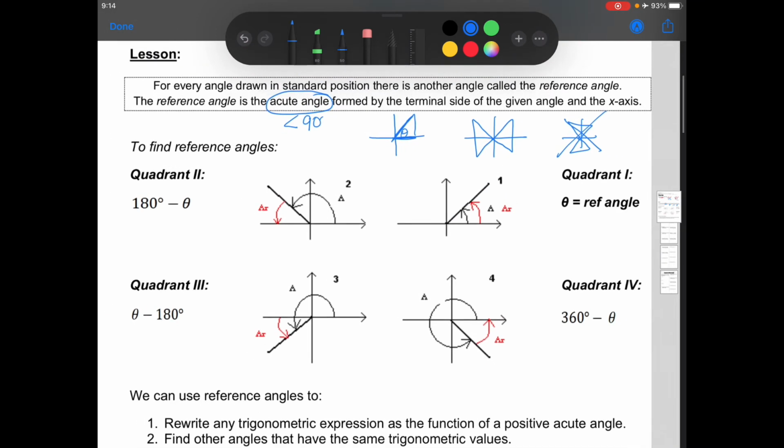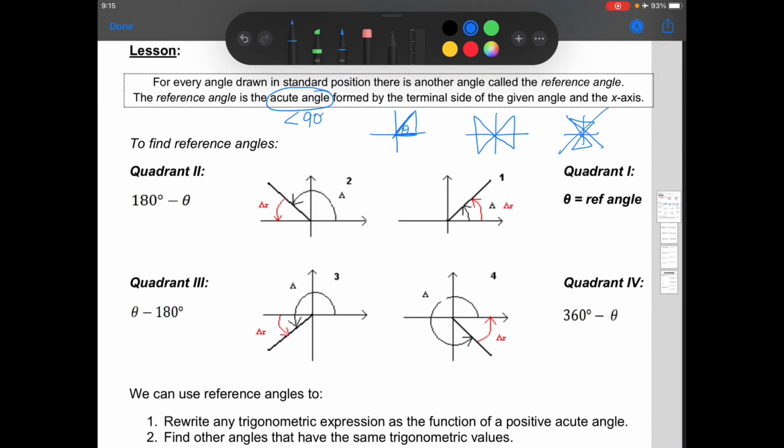So look here. How do I find my reference angle? If I'm in the first quadrant, I said your reference angle and your actual angle are the same. What if I'm in the second quadrant? You're going to do 180 minus theta. Let me quickly give you an example. Let's say your angle A was 120 degrees. So this would be 180 minus 120. So your reference angle is what? 60 degrees. Isn't that what I said?